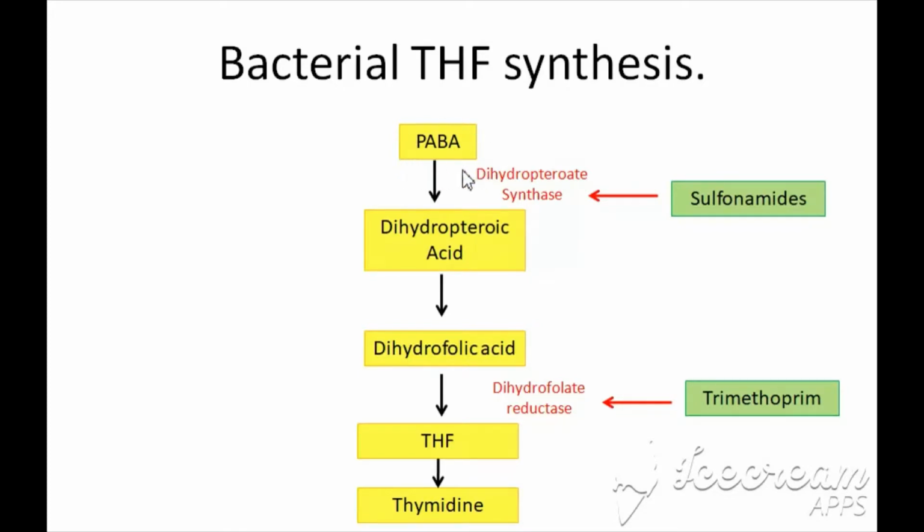So bacterial cells make PABA, and they convert it to dihydropteroic acid by the enzyme dihydropteroate synthase. Dihydropteroic acid is converted to dihydrofolic acid, and dihydrofolic acid is converted to tetrahydrofolate by the dihydrofolate reductase enzyme, and that of course is going to help in the synthesis of thymidine. So sulfonamide antibiotics inhibit the enzyme dihydropteroate synthase, and trimethoprim inhibits the enzyme dihydrofolate reductase, and of course this is going to inhibit the ability of bacteria to form DNA, and that's going to lead to bacterial cell death.